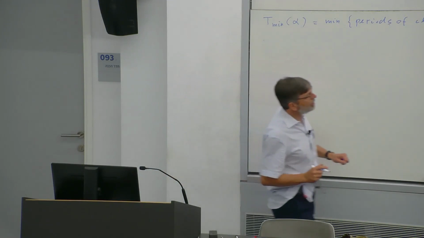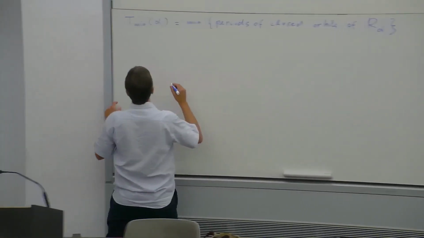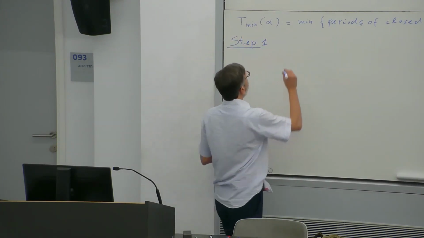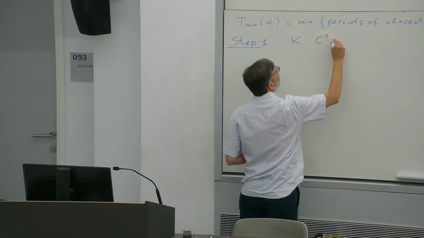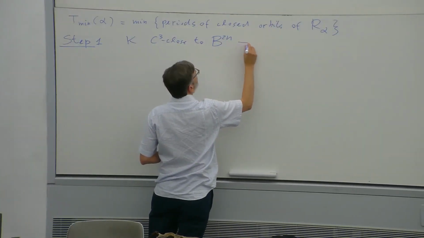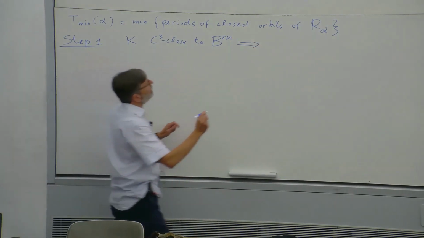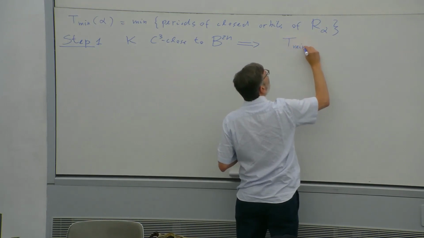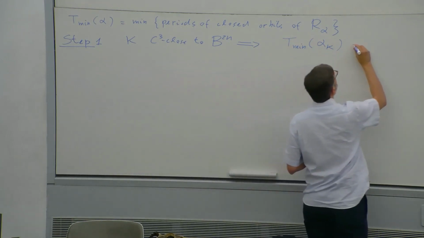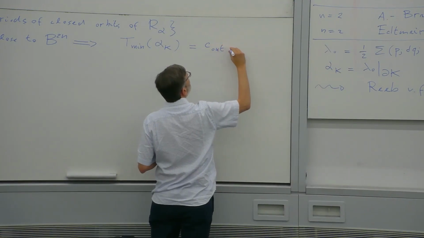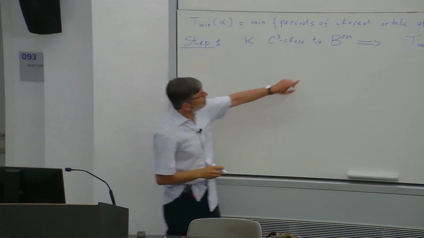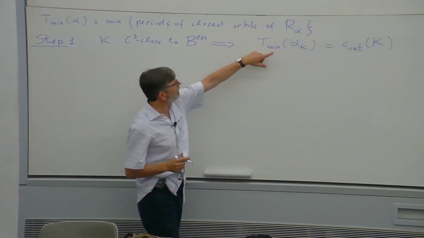Okay, this is T-min, and the first step in this proof is to observe that if K is C3 close enough to a ball, then T-min of its contact form is actually the outer symplectic capacity, so the cylindrical symplectic capacity. Okay, so this is actually not difficult to show.